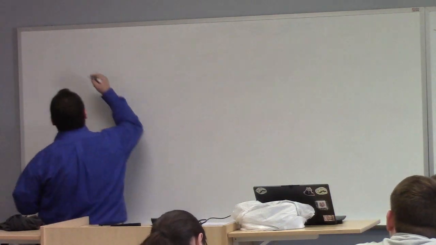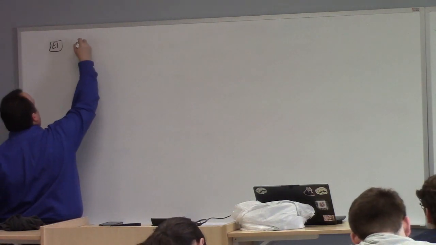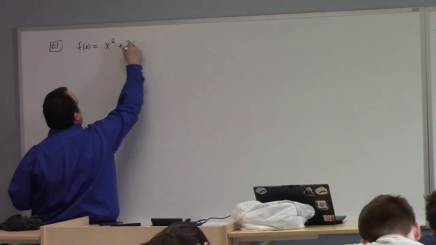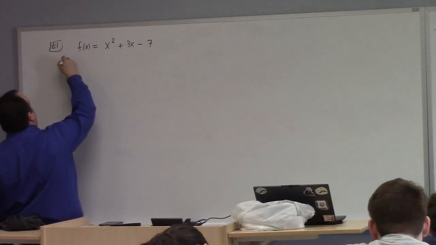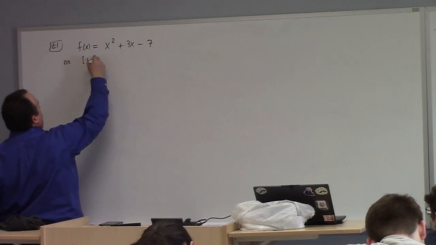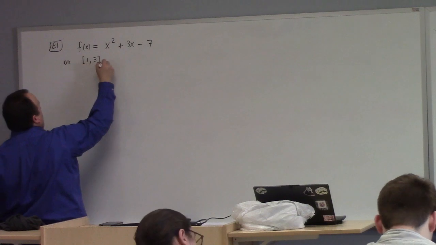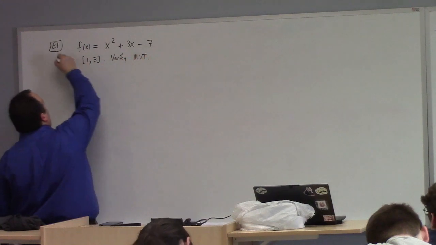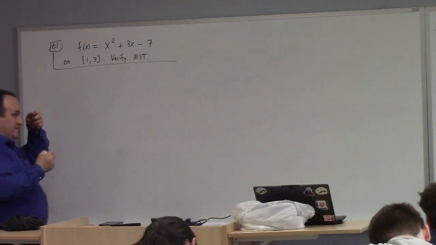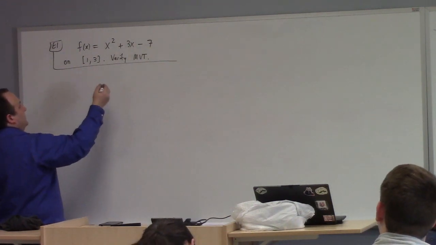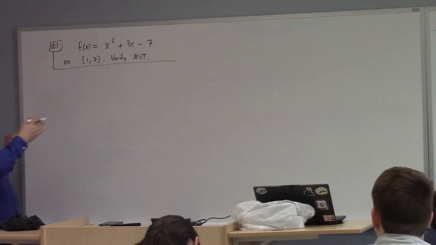Okay, so how about this? Example 1. Suppose we have f of x equals x squared plus 3x minus 7. And let's look at it on, oh, I don't know, 1, 2, 3. You know, verify the mean value theorem. Right? So what do we have to do for that? Let's work it out. So f is continuous and f is differentiable where?